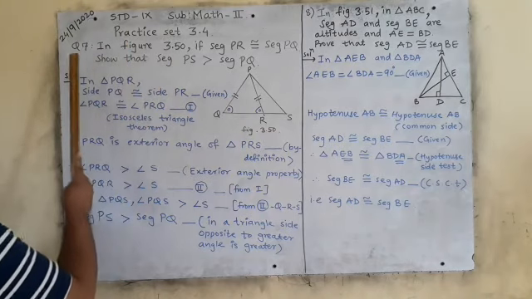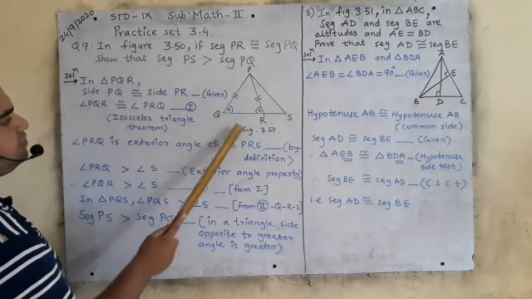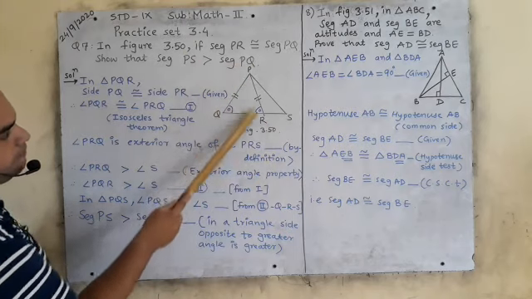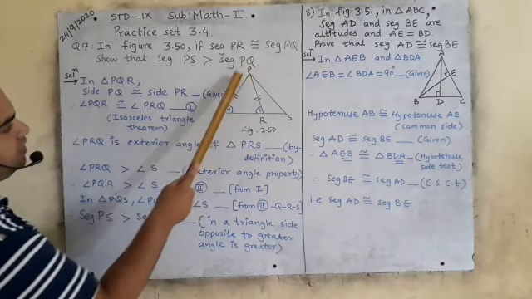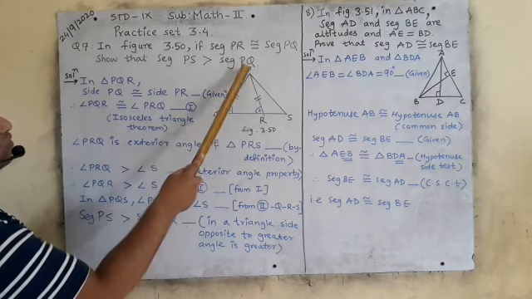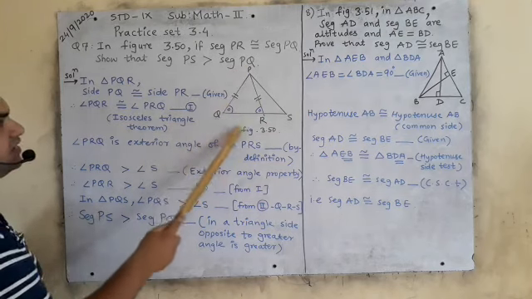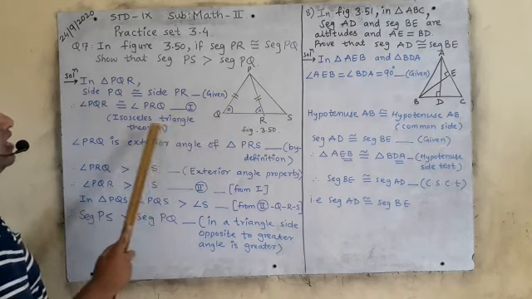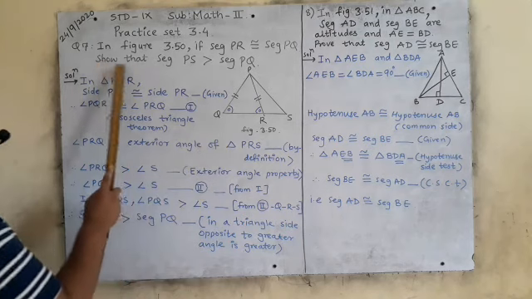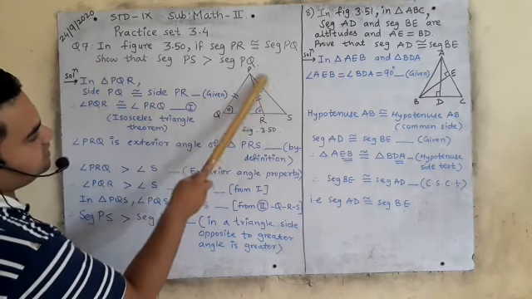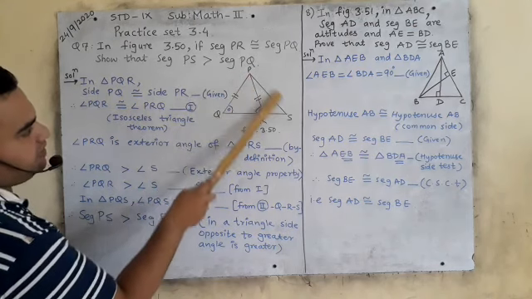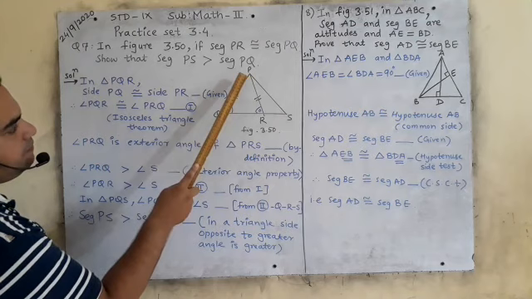Practice set 3.4, question number 7. In figure 3.50, if segment PR is congruent to segment PQ, can you see these two identical marks over here? It means segment PR is congruent to segment PQ, so this triangle PQR is an isosceles triangle, because its two sides are congruent to each other. Show that segment PS is greater than segment PQ.